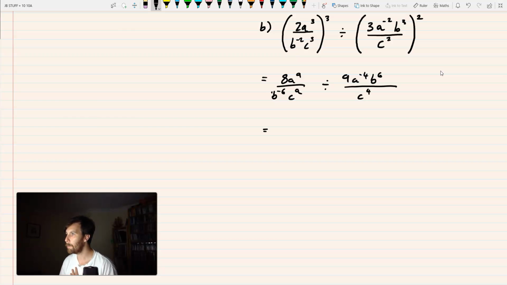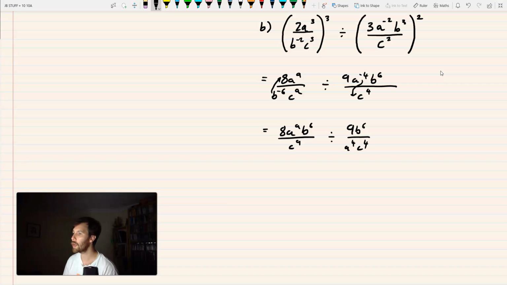Okay, I'm going to plonk this b up here, this b to the power negative 6, and make it positive. So now I've got 8 a to the power 9, b to the power 6 over c to the power 9. Divide that by, and again, I'm going to make this one positive and plonk it down there. So now I've got 9 b to the power 6, a over a to the power 4, and c to the power 4.